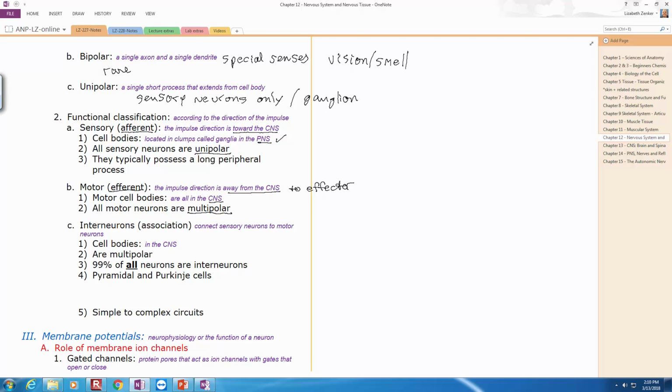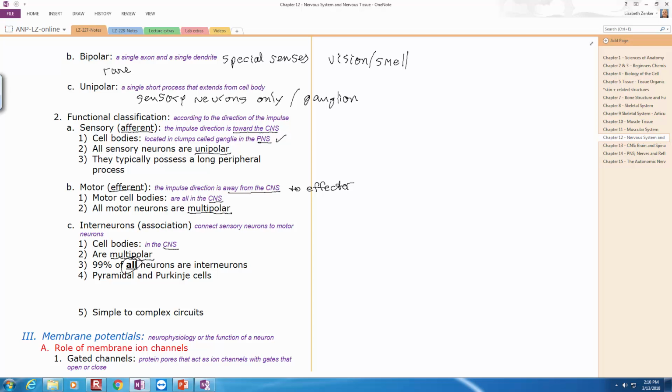Interneurons, another name for them is association neurons, connect the sensory neuron to the motor neuron. I wonder where these guys are located. I'm glad you asked. Let's look at that. The cell bodies are going to be in the CNS. They are all multipolar, because we said interneurons are multipolar, most of them. 99% of all neurons are interneurons. So you guys hopefully already looked at the difference between a Purkinje and a pyramidal cell, pyramidal neuron and Purkinje neuron.